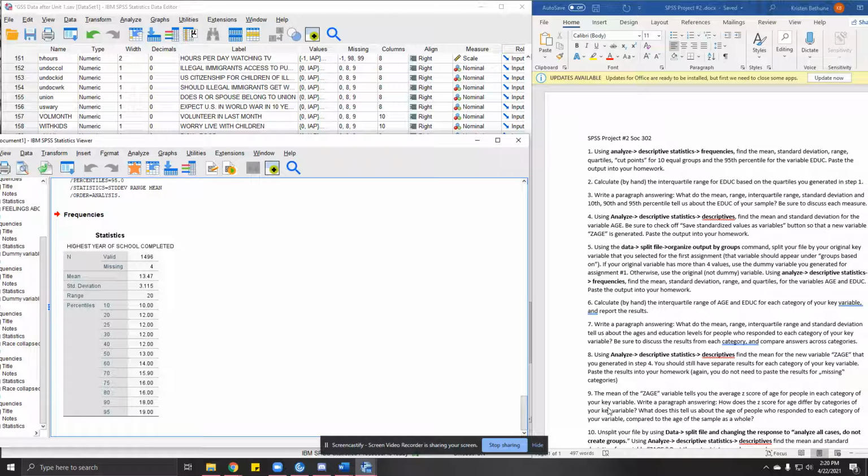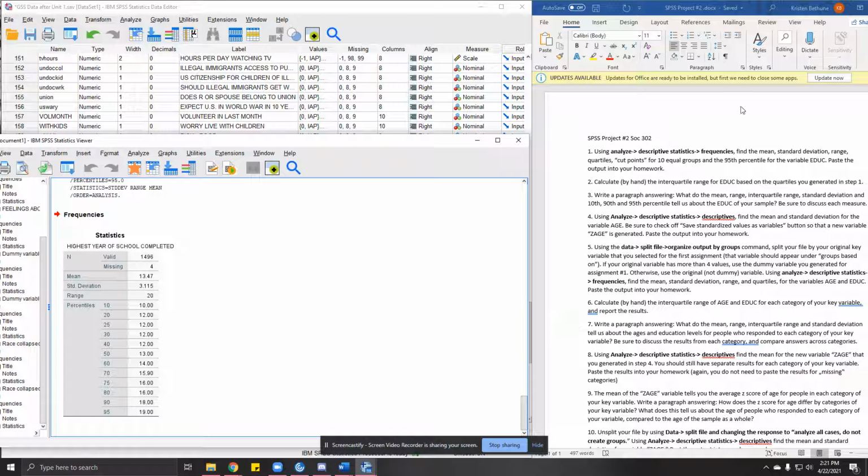So when I ask you to tell me what it means in terms of education, don't just tell me the mean is 13.47. So that means that the average number of years that our sample has been in school is 13.47 years. That doesn't tell me anything. So think about it.